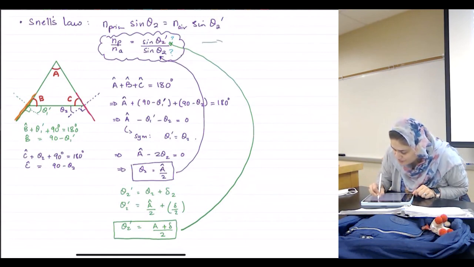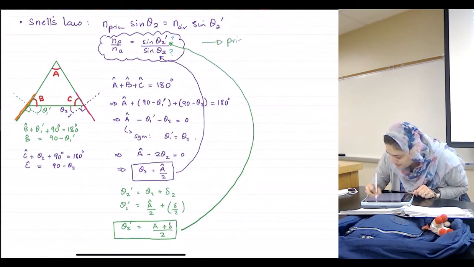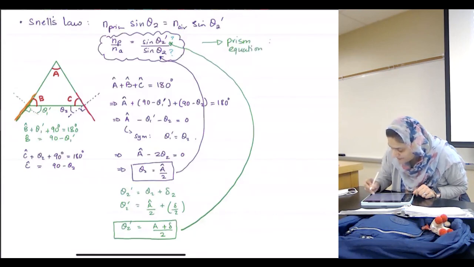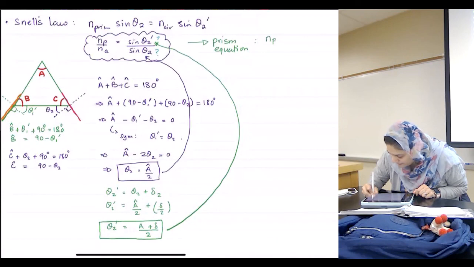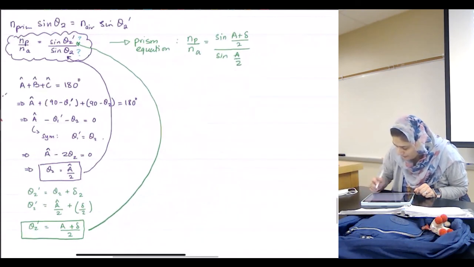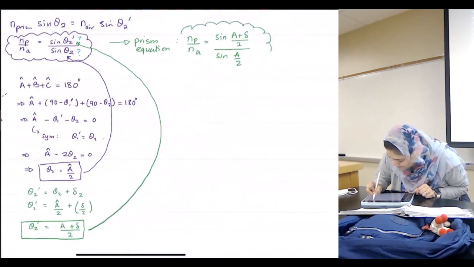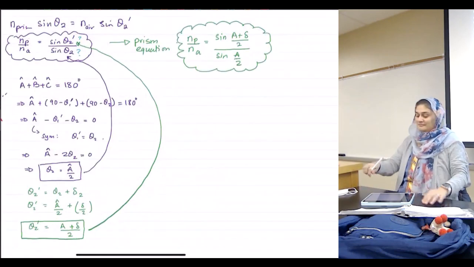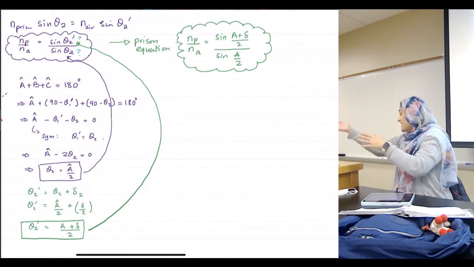This is called the prism equation. And what is so beautiful about it? Guess how many variables you actually need to know? 2. Which ones? A and delta. And what was delta? Deviation. Okay. And yes, it is n_D minus 1.